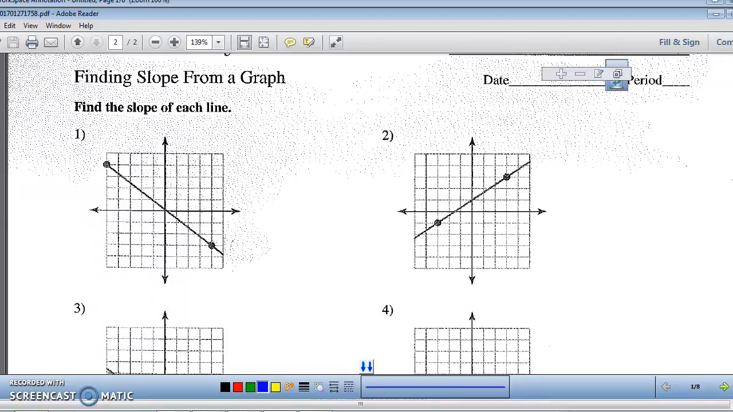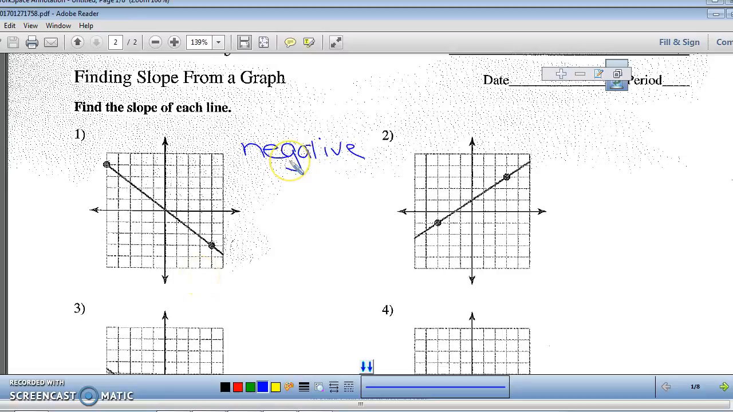So I'm going to start on this side of the worksheet. It says find the slope of each line. We are also going to tell if it's positive, negative, 0, or undefined. And we're going to be using rise over run and then checking it with y minus y over x minus x. So first thing that you should notice is this line is going down. So we know that the slope is going to be negative.